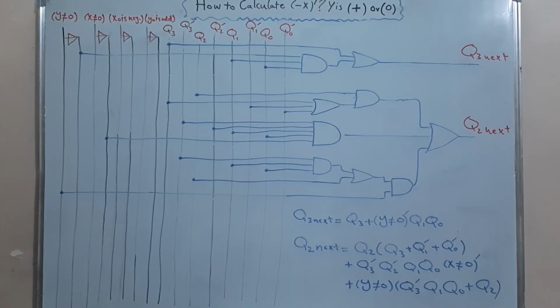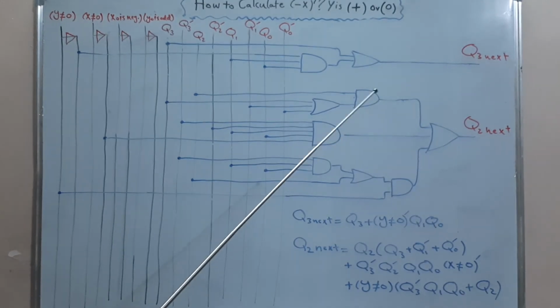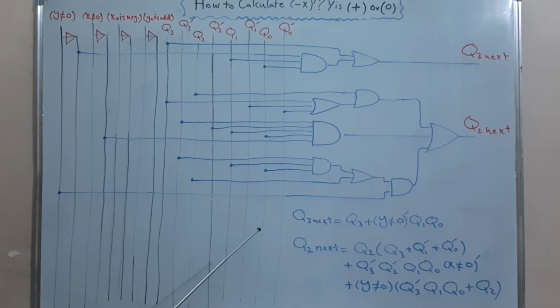The control unit of our data path is shown. This is the first part of the control unit, which represents the values of Q3 next and Q2 next. Q3 next is equal to 1 whenever Q3 or together with y is not equal to 0 inverse and Q1 and Q0. Q2 next is equal to Q2 and Q3 or Q1 bar or Q0 bar, or is equal to 1 whenever Q3 bar and with Q2 bar and Q1 and Q0 and x is not equal to 0 inverse, or y is not equal to 0 and together with the Q3 bar and the Q1 and the Q0 or Q2.